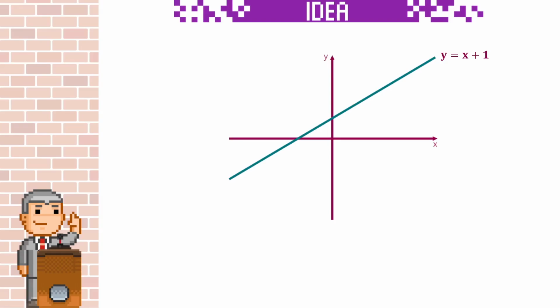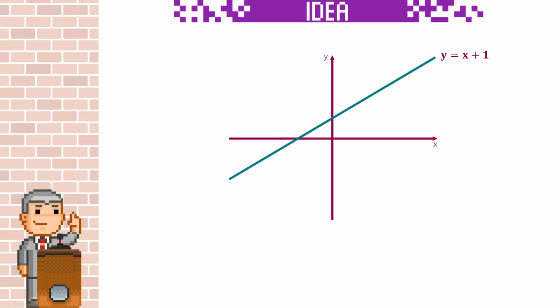We've looked at translating graphs, which is moving the graph around, but today we're going to be looking at stretching the graph, either on the x-axis or y-axis, or reflecting the graph in the x-axis or the y-axis. Here we have a sketch of y equals x plus 1.